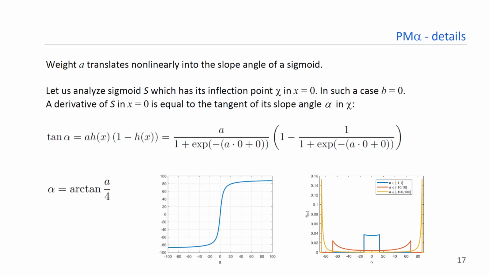For narrow intervals for A, such as -1, 1, the distribution of alpha is similar to a uniform one. When the interval for A is extended, the shape of the PDF of alpha changes. Larger angles near the bounds are more probable than smaller ones. When A is from the interval -100, 100, more than 77% of sigmoids are inclined at an angle greater than 80 degrees, so they are very steep. In such a case, there is a threat of overfitting.